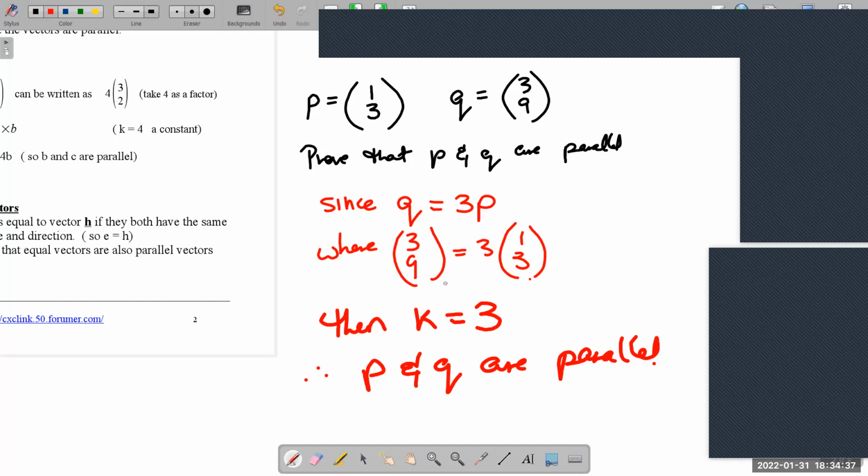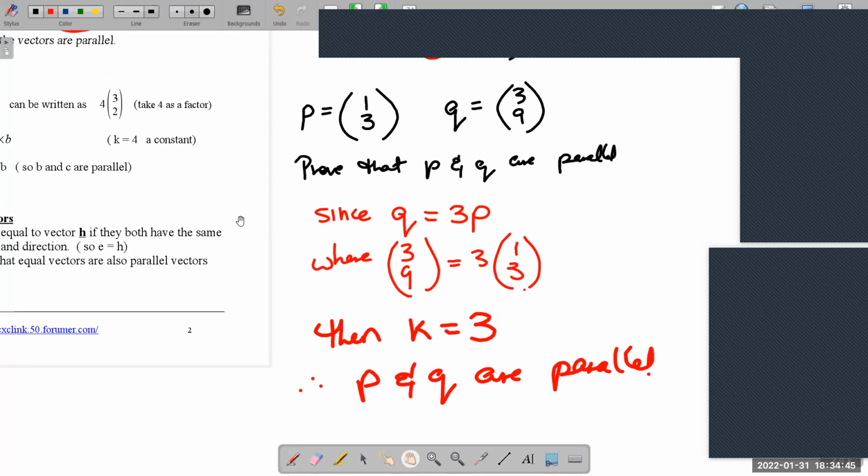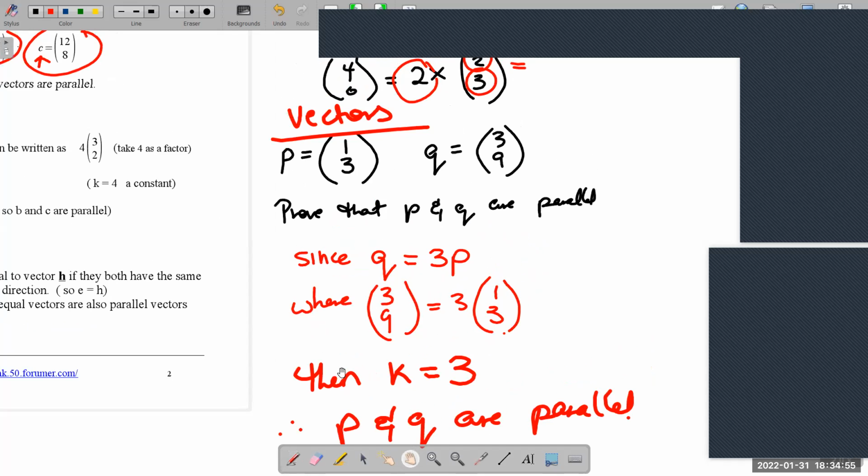Once you can prove that one is a multiple of the other, that's it. So I actually want you guys to copy down this example in your notebooks, because this is not on the handout. This is just an extra question for practice. So please, and the topic here is parallel vectors. So copy this down and tell me when you guys are finished.